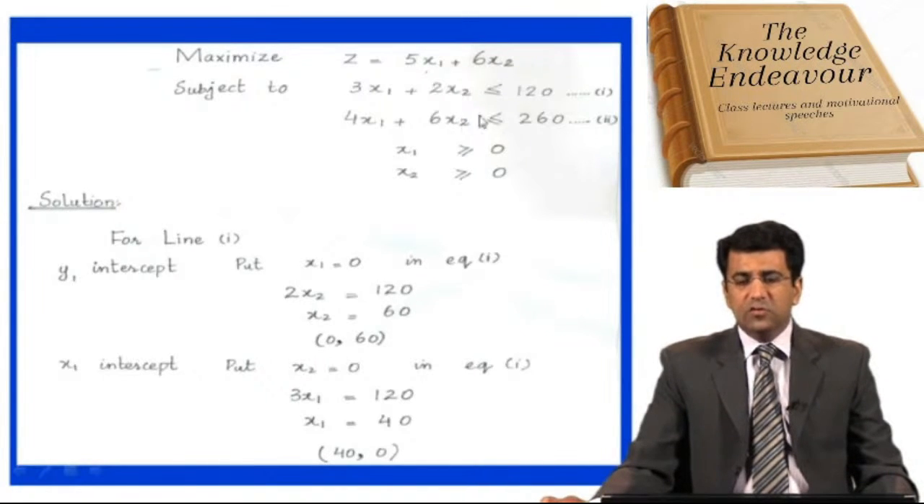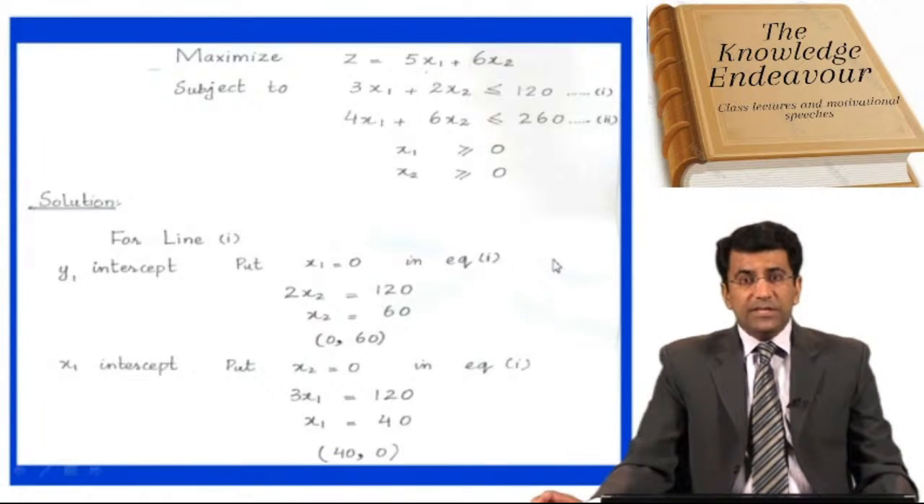Now suppose that these constraints have already been computed in the form of these inequalities. Then the second constraint in this particular example is 4x1 plus 6x2 is less than or equal to 260. So these are the two constraints for this linear programming problem. Here x1 is greater than or equal to 0 and x2 is greater than or equal to 0. Suppose x1 is the quantity of some products, so it cannot be negative. That's why we call these the non-negative constraints. So these are the two non-negative constraints.